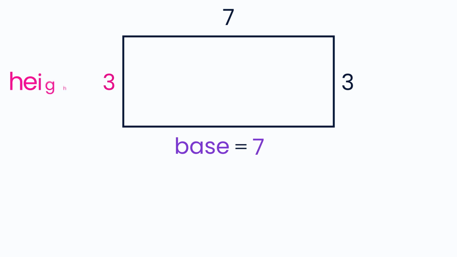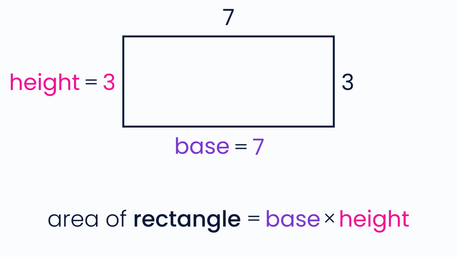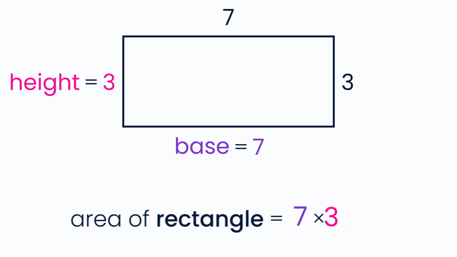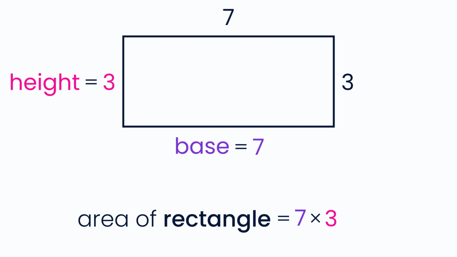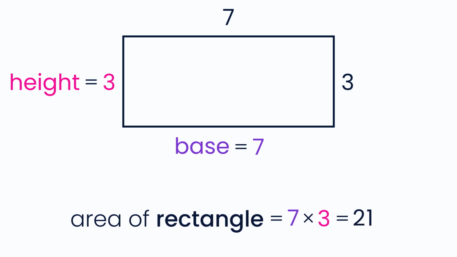The lengths of the two longest edges in this rectangle are 7, and the lengths of the two shortest edges are 3. We'll call this long edge the base of the rectangle, and this short edge the height. Let's insert these values into the area formula for a rectangle. 7 times 3, which is 21. The area of the rectangle is 21.